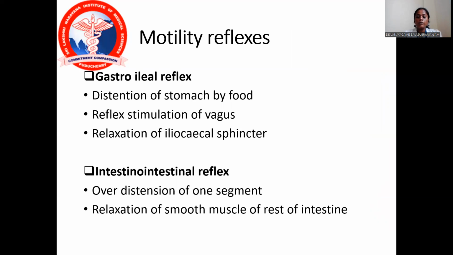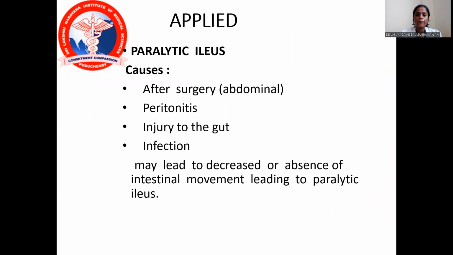And next about the motility reflexes. What are the motility reflexes? They are divided into two. One is the gastrointestinal reflex and the next one is the intestinal reflex. So what is the gastrointestinal reflex? Whenever food enters the stomach, it causes distension of the stomach. This in turn causes reflex stimulation of the vagus, and this causes relaxation of the ileocecal sphincter. And the next one is the intestinal reflex. Over distension of one segment causes relaxation of the smooth muscle of the rest of the intestine. So it is the intestinal reflex.